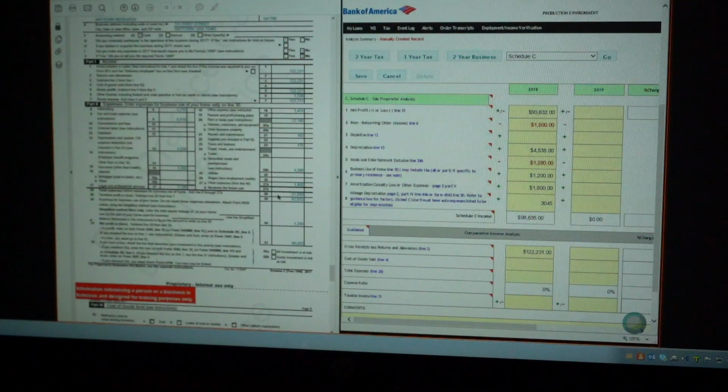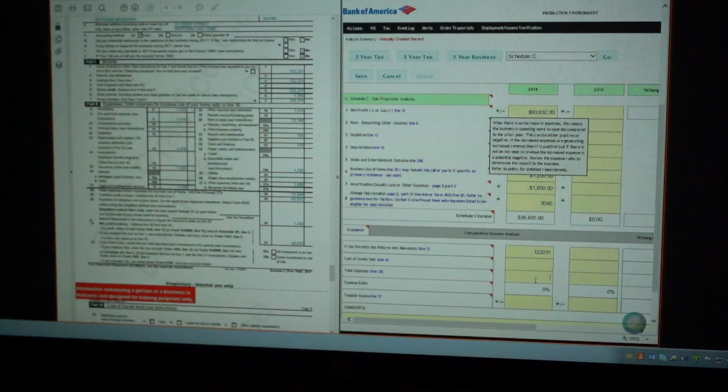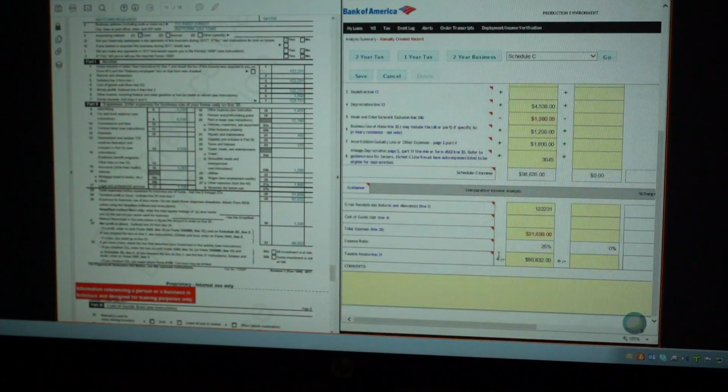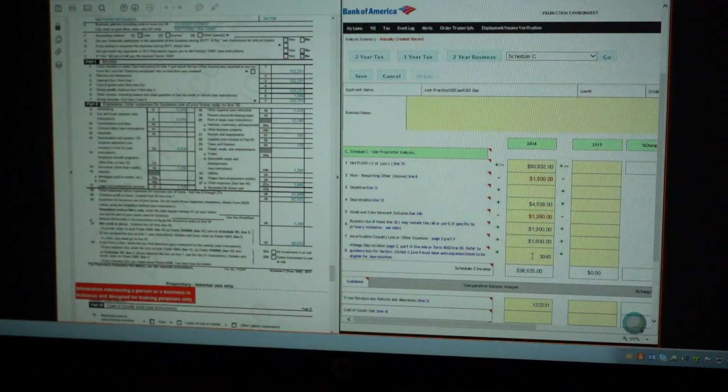Line 28, which is our total expense, we have 31,699. Sorry. And then our combined taxable income, which is line 31. Again, the taxable income is in line 31, 9,832. So, once you do all that information, it pretty much calculates what income you have. Then you do the same thing for year 2.